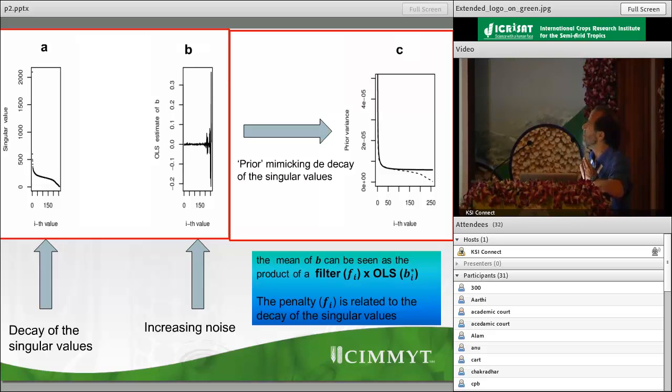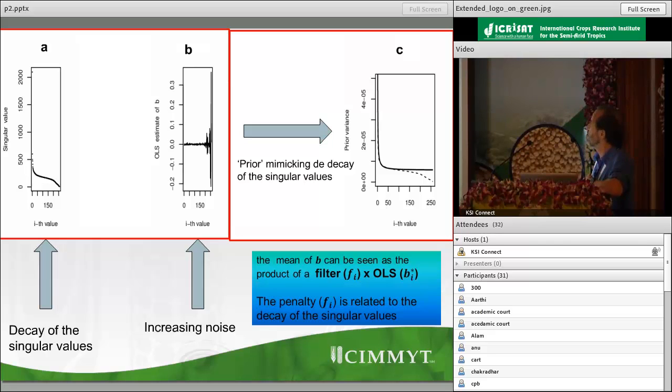So what we've been doing is we mimic this decay using a prior on the beta. And these are two decays for two different models that will mimic the decay of the singular values. By doing this, we believe that we might have a better prediction. So basically, we make a filter, or use a shrinkage estimation of the ordinary least squares, in order to mimic that decay. And this is the penalty that we use, using a prior in a Bayesian context, okay? And these are the results.